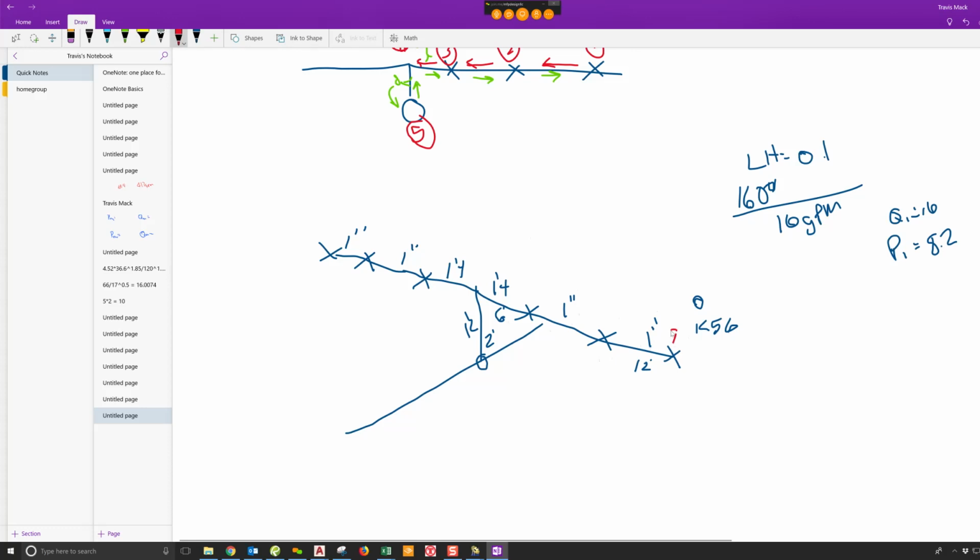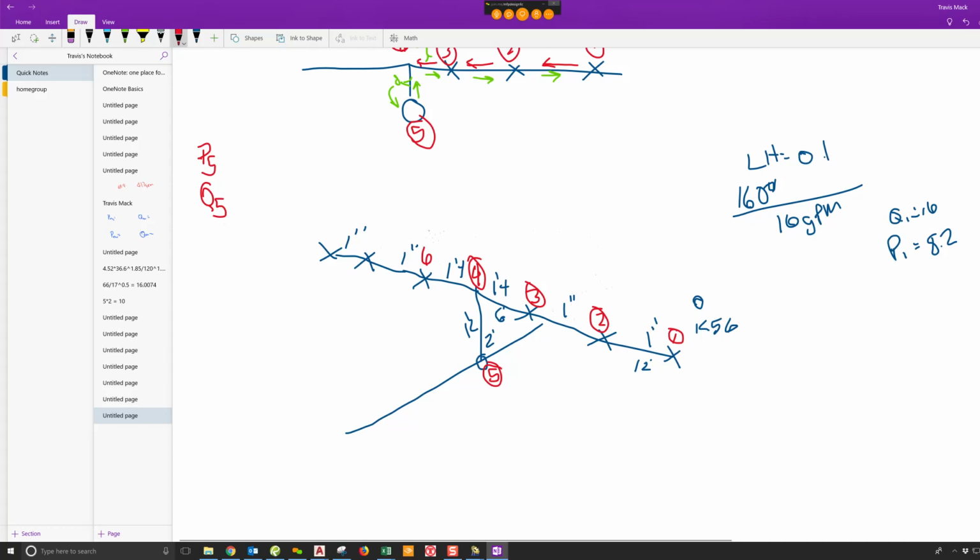Go 1. Okay. 1, 2, 3, 4, 5, and 6. Okay. So we're trying to figure out P5 and Q5. That's what we're trying to figure out.